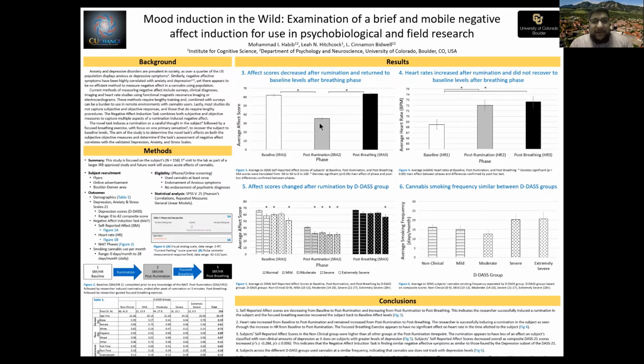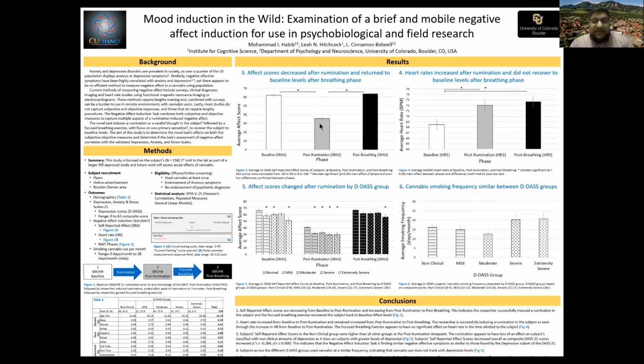And then when we classified participants into those groups, we saw something similar in the non-clinical group. They had higher affect scores than almost every group at baseline and post-rumination, but at that post-breathing time point, we saw that the non-clinical group only had higher affect scores than the extremely severe group.